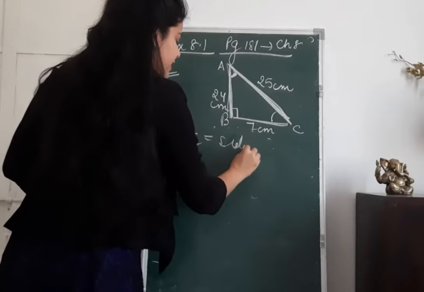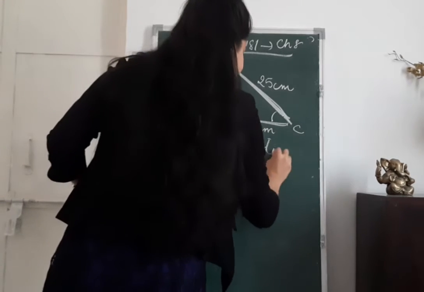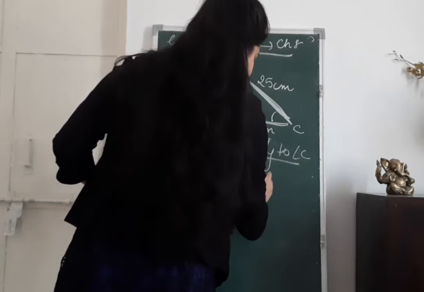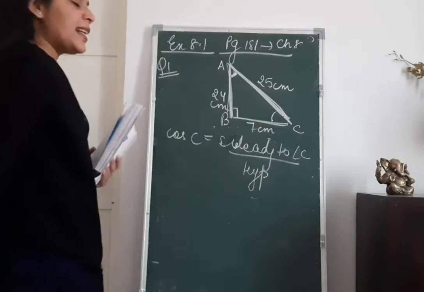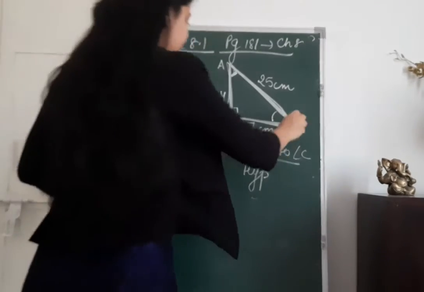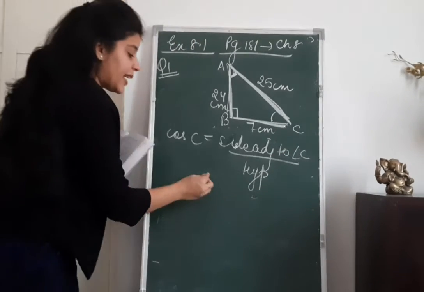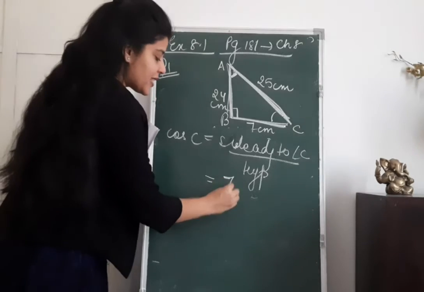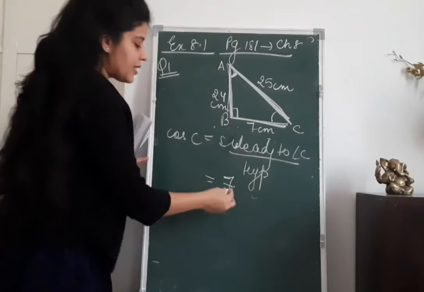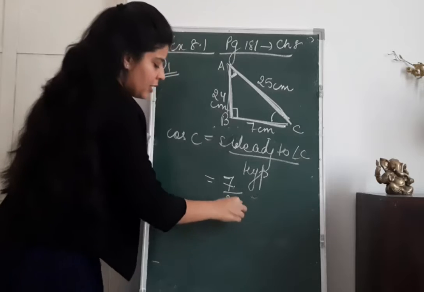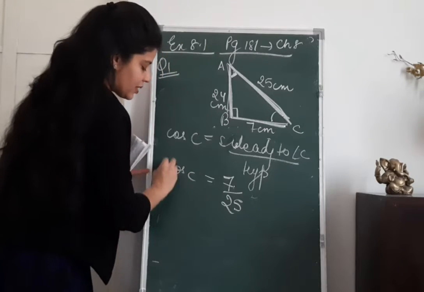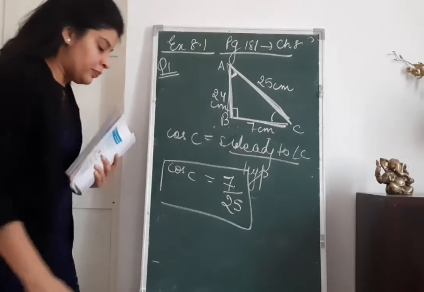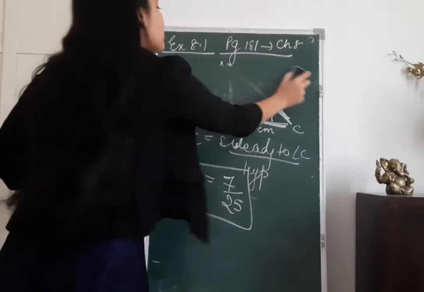What will be cos C equal to? Cos C is side adjacent to angle C upon hypotenuse. Which side is adjacent to angle C? 7 centimeter. So side adjacent to angle C is BC, which is equals to 7 centimeter, and hypotenuse is AC, which is equals to 25 centimeter. So this is how I get cos C is equals to 7 upon 25. Let's move on to the next question.